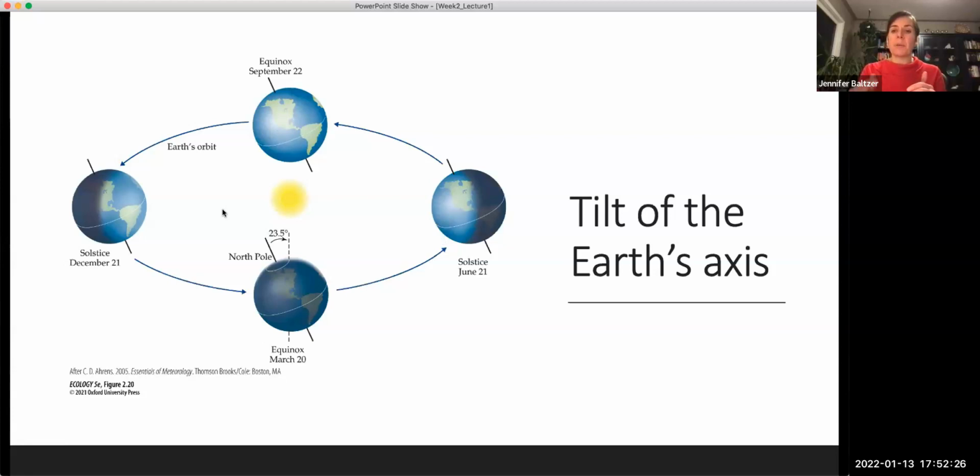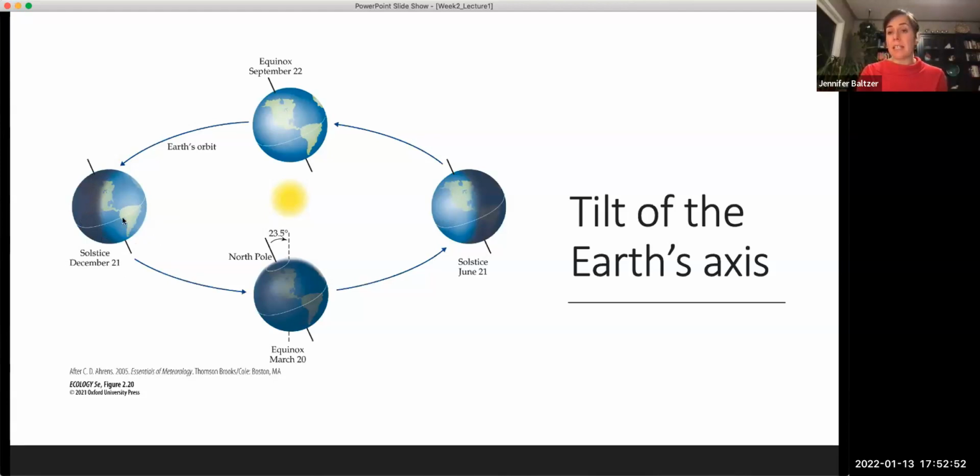Okay, so we get this really low angle light coming in that's very, very weak. And so we have weak sunlight, so not a lot of energy in the sunlight, but also because the Earth is tilted away from the sun at that time of the year, because the northern hemisphere is tilted away from the sun at that time of year, we have our winter then.